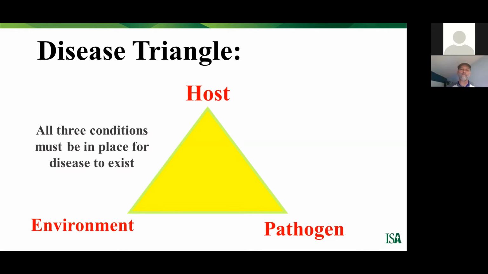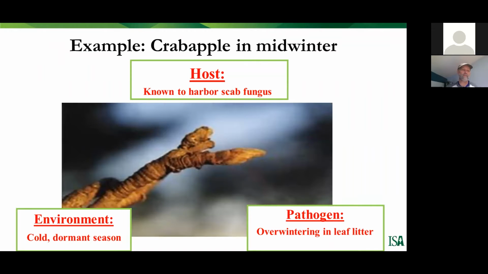That sounds so obvious. But if we start looking at it with an actual concrete example, take a crabapple in midwinter, like here in the upper Midwest where I'm located. This crabapple is known to have apple scab fungus, a foliar disease, because we saw it in August: yellow leaves with brown spots dropping on the ground. But right now, in the middle of the winter, there's just buds on it. There's no susceptible tissue on there. The environment is also cold in the dormant season, and the pathogen is not active. It's overwintering in leaf litter. So right at this moment, if we look at the elements of that triangle, there's no disease there yet.